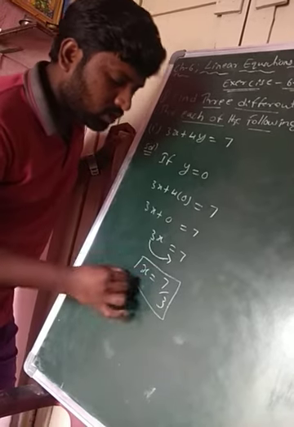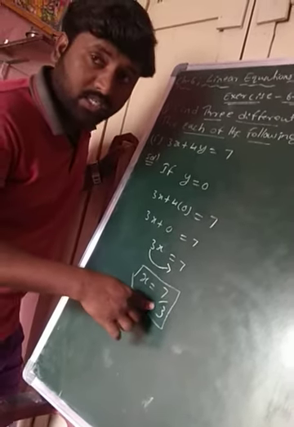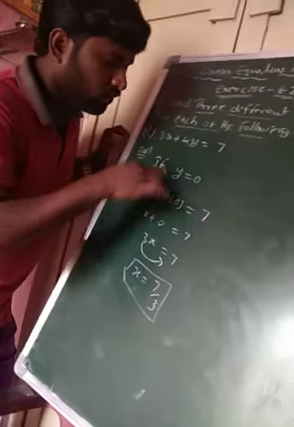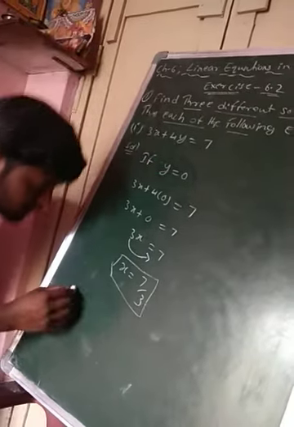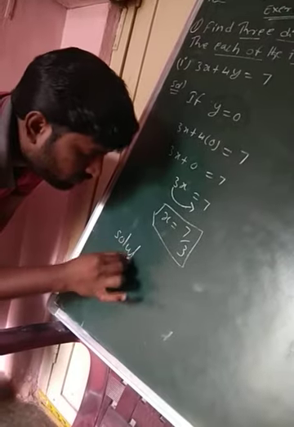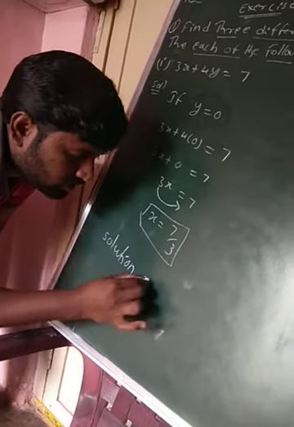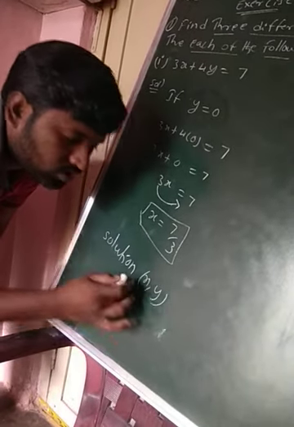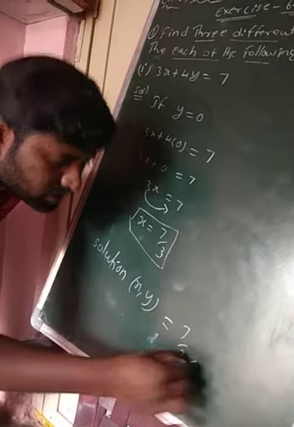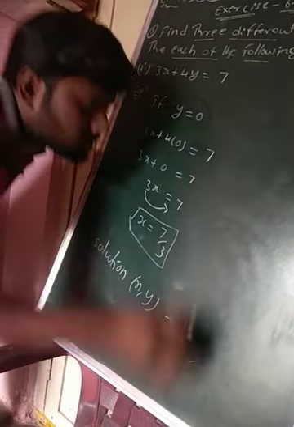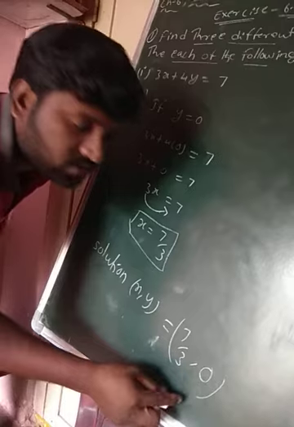The value of x is equal to 7 by 3. If y is equal to 0, then we can write the solution x comma y: the x value is 7 by 3, comma, the y value is 0. So this is one of the solutions.